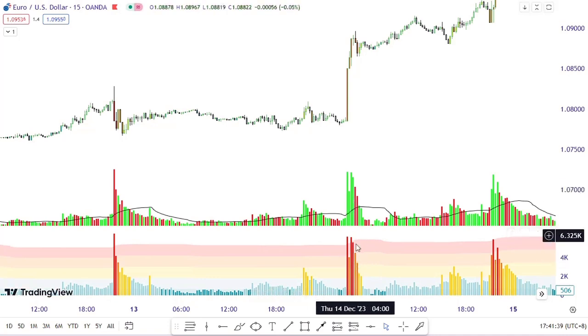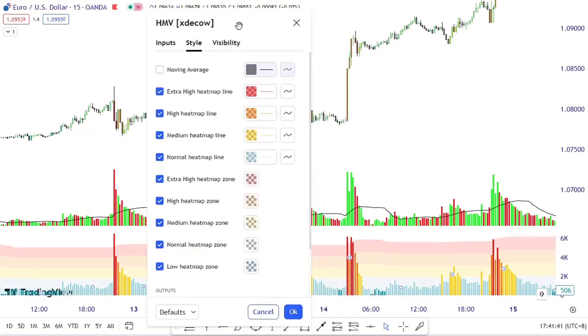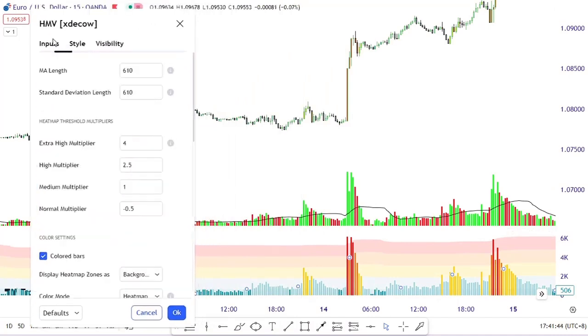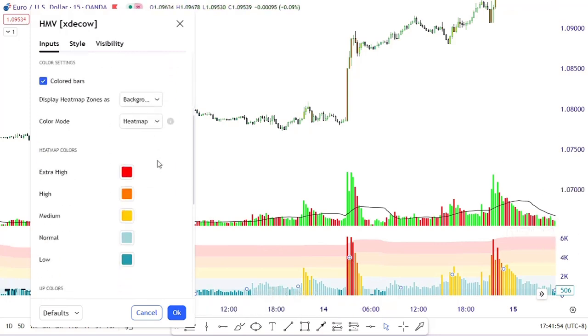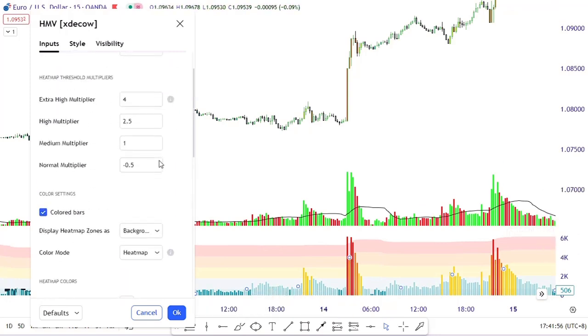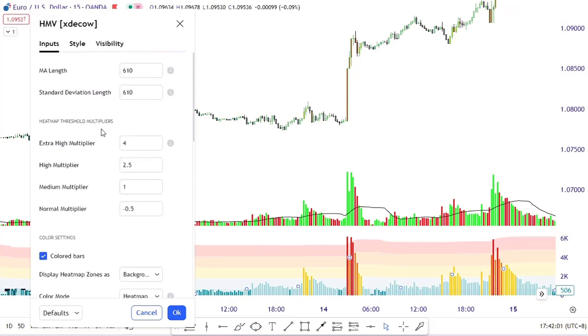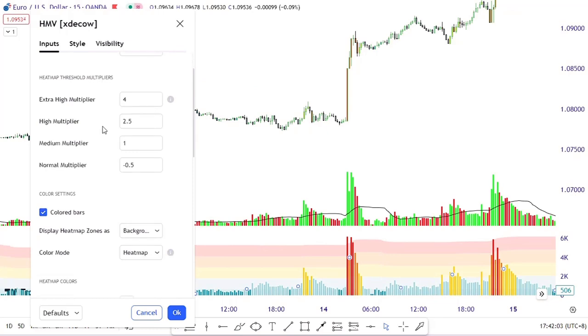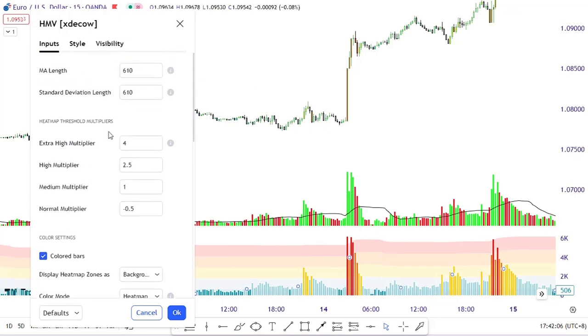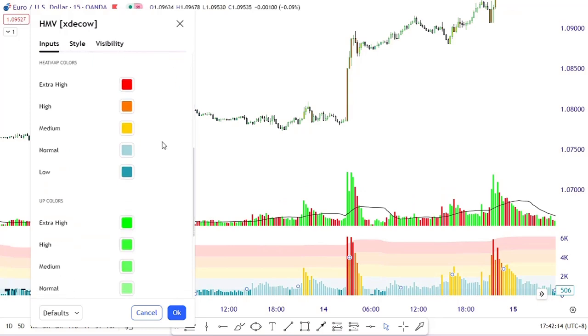Unlike the basic indicator, where colors merely match candle colors, these colors represent different levels of traded volume. The calculation is based on standard deviation from the average volume. In the indicator settings, you'll find threshold multipliers for standard deviations like 4, 2.5, 1, and even a minimum of minus 0.5. Each color signifies a special level of volume. Red for extra high, orange for high, yellow for medium, light blue for normal, and dark blue for low.